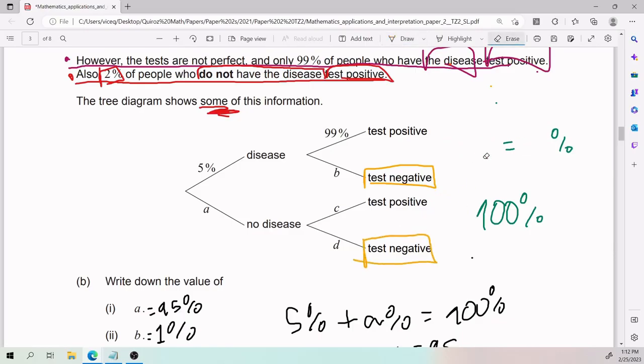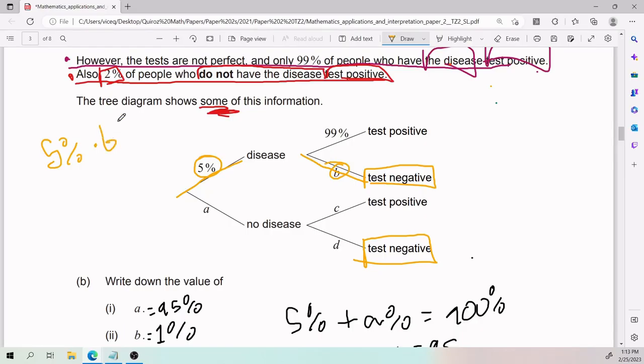Tell me more. How do you reach the first one? You reach the first one by first going through disease, so I am doing this times this: 5% times B%. And for the second one, we are going through test negative and no disease, so we're going through A% times D%. And I add both. I'm going to go over in a second why you're adding both.